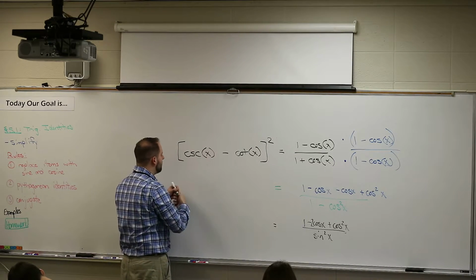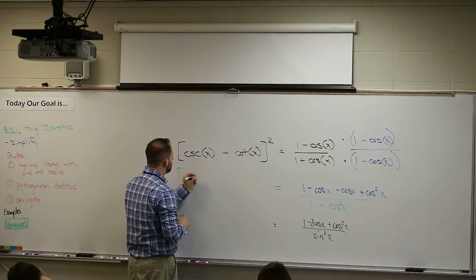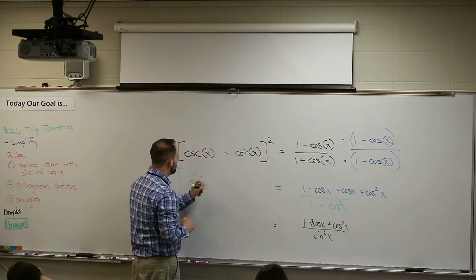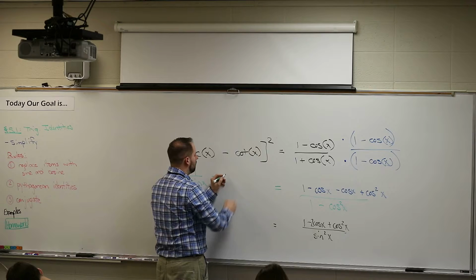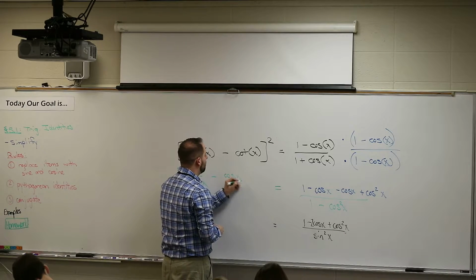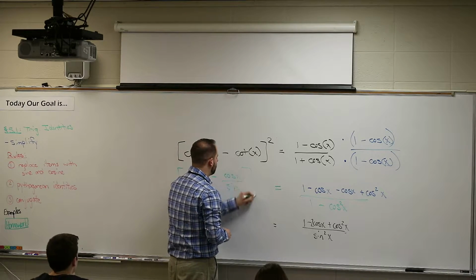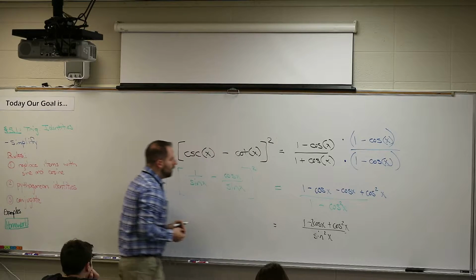So what is cosecant the same as? 1 over sine. Okay, it's 1 over sine, I agree. So it's 1 over sine x. Cotangent is cosine over sine, all right. And then this whole thing is squared.